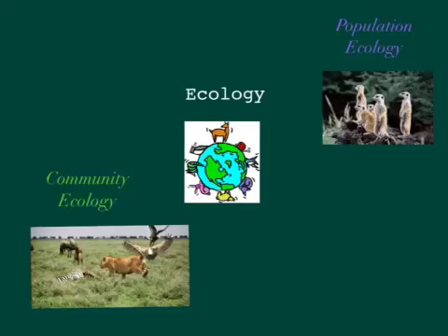Okay, this is a video about ecology, and ecology is a study of the distribution and abundance of organisms, their interactions with other organisms, and their interactions with their physical environments. And in this video, we will be talking about two types of ecology. One is population ecology, and the other is community ecology.